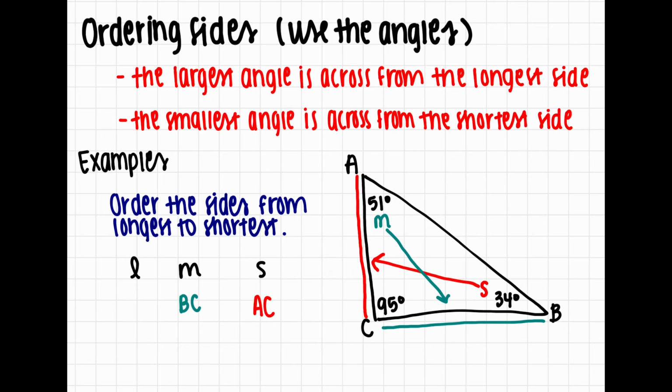And then finally what I have left is the longest or largest angle, which is 95. Draw my arrow across, and that tells me that my longest side is AB. So I've just labeled my sides in order from longest to shortest. The longest is AB, the middle is BC, and then finally our smallest or shortest side is AC.